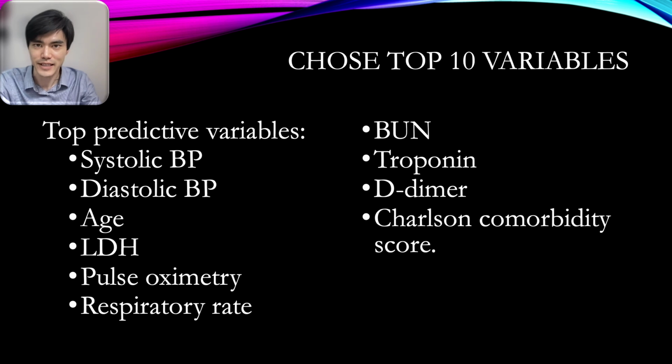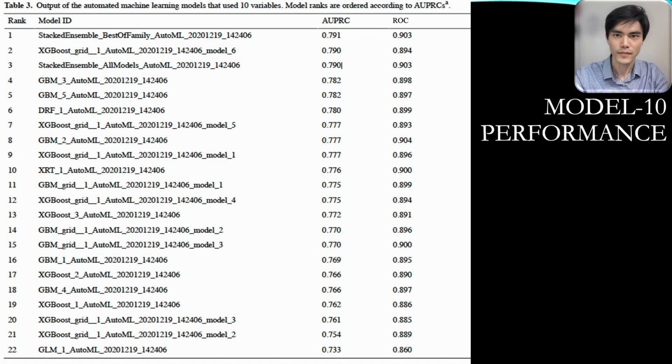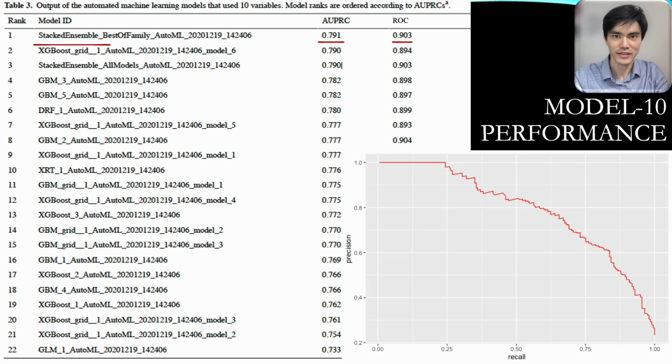After all these analyses and talking with the clinician, we found that these top 10 variables seem to be most predictive of the patient's mortality. So now we took these 10 variables and reran the experiment, retraining the AutoML. So this is the output. The stacked ensemble model did the best again with area under the precision recall curve of 0.791 and ROC of 0.90. And here is the precision recall curve. We named it model 10 because we were using only 10 parameters here.